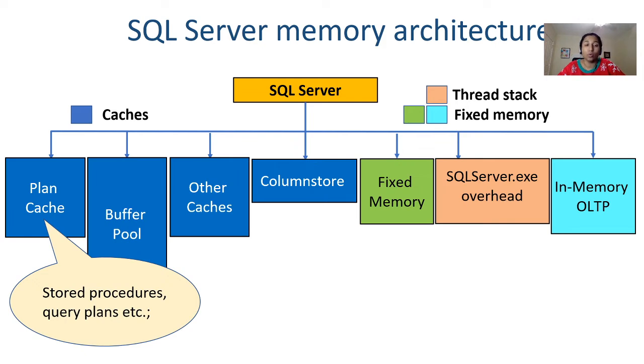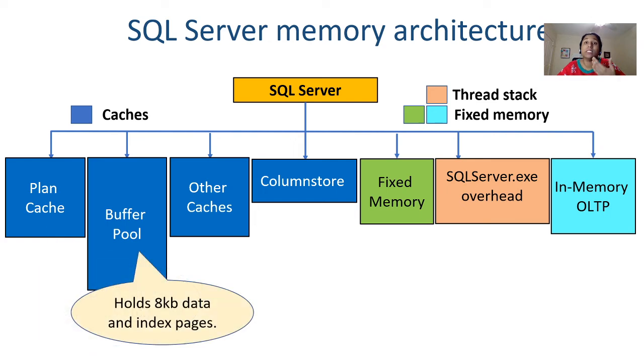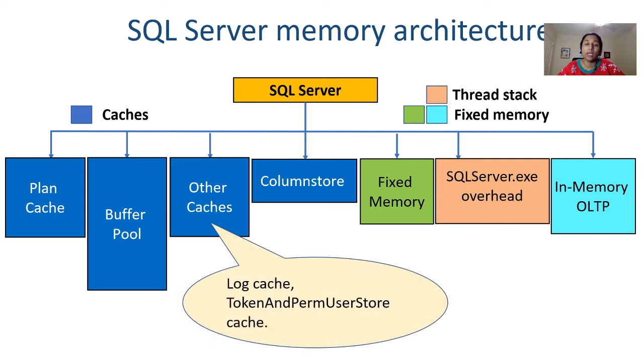It holds the stored procedures, query plans, etc. The buffer pool, which is the biggest component of all, will hold the 8 KB data pages as well as the index pages. Now there are also other types of cache like log cache, and token and perm user store cache. What this token and perm user store cache does is it will store the user permissions on the objects.